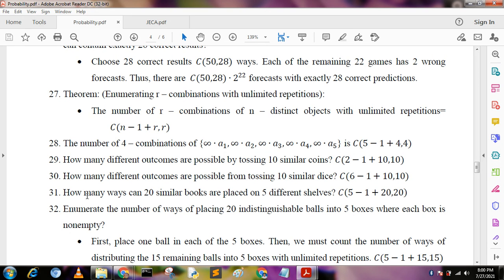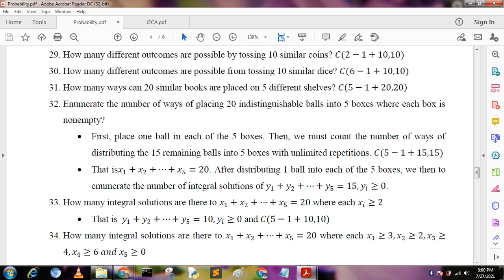Next question. How many ways can 20 similar books be placed on 5 different shelves? Since the shelves are fixed, but 20 books are shuffled between them, the answer becomes C(5-1+20, 20).